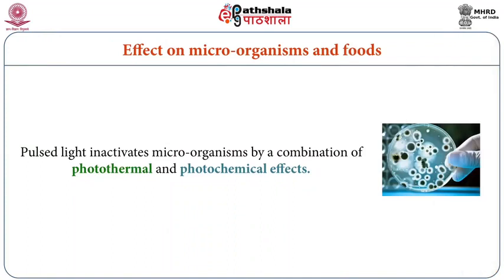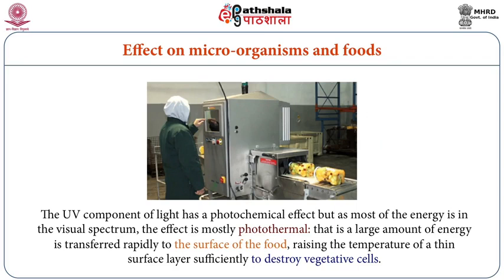When you see the effect of this pulsed light on microorganisms and foods, pulsed light inactivates microorganisms by a combination of photothermal and photochemical effects. The UV component of the light has a photochemical effect, but also most of the energy is in the visible spectrum. The effect is mostly photothermal, that is, a large amount of energy is transferred rapidly to the surface of food, raising the temperature of the thin surface layer sufficiently to destroy the vegetative cells of bacteria. So when light is transferred onto the food, the food gets heated up. Because of that heating, the organisms present on the food get inactivated.